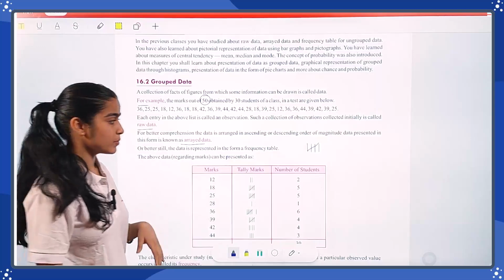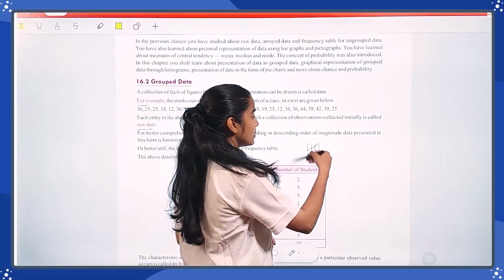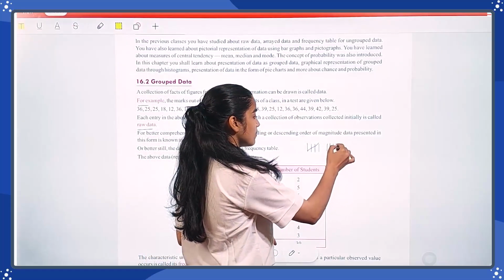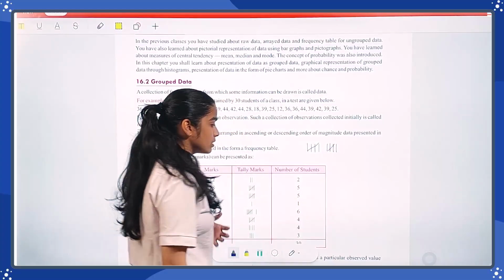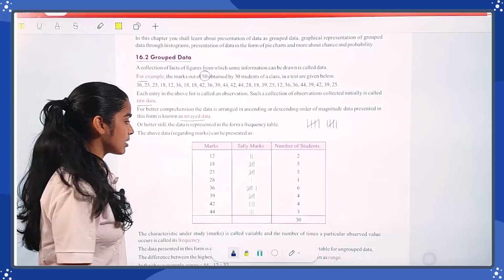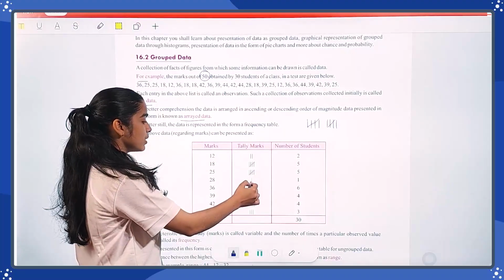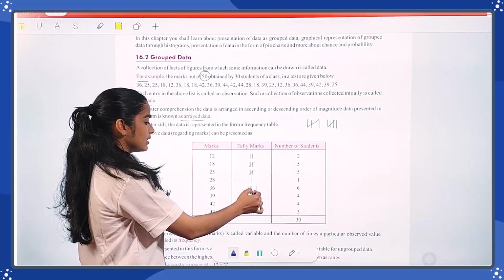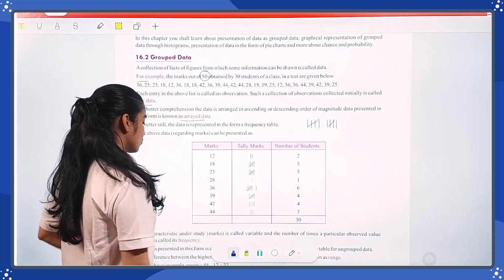In the same way you have to represent. If you have more numbers, you have to repeat the same again: 1, 2, 3, 4, 5 and then cross out. In such a way you can represent your observations, your frequencies, in tally marks. So here we have 5, here we have 5, here 1, here 6. So we write 5 and then 1, 5, 4 and 3.